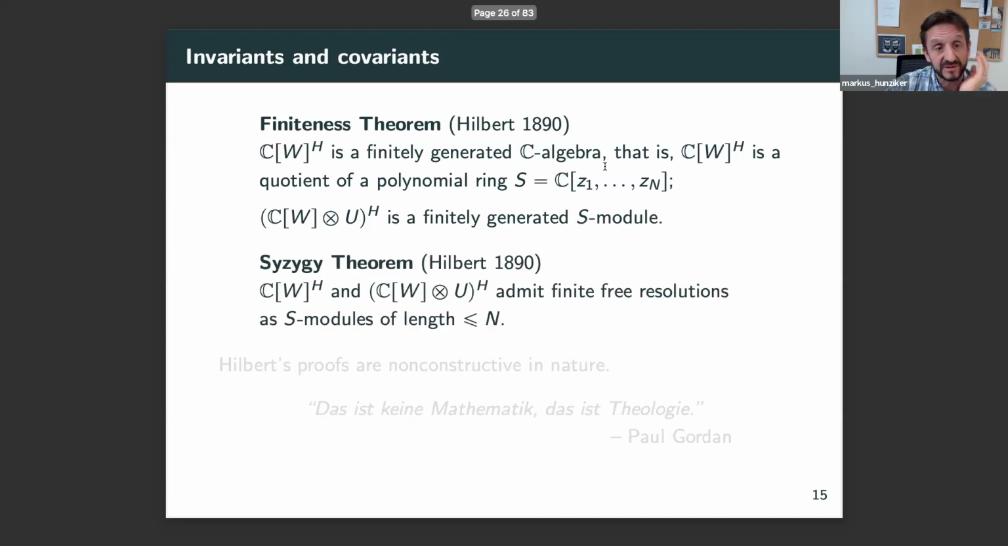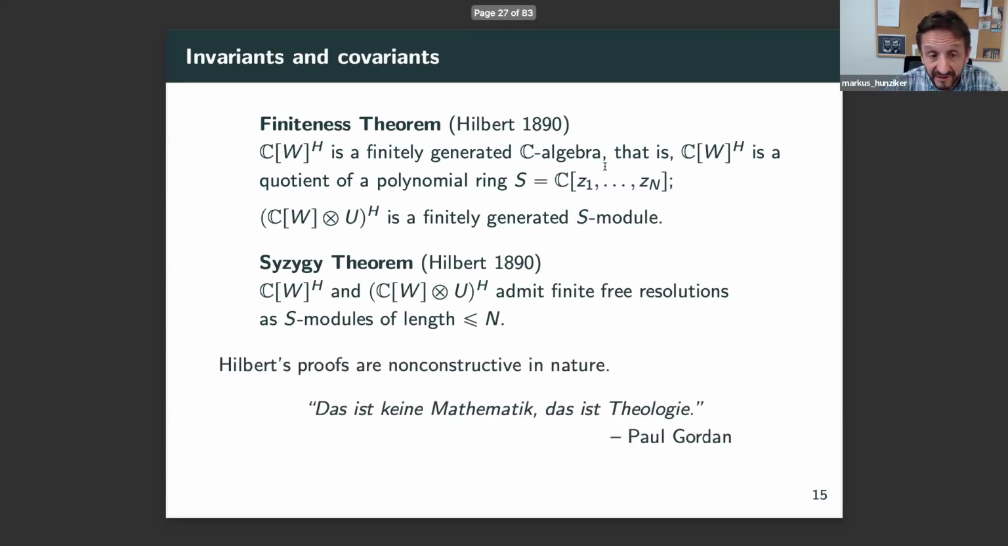He also introduced syzygies. He proved the syzygy theorem, which says that both these kinds of invariant rings admit finite free resolutions. The length of these resolutions is actually bounded by the number of generators of that invariant ring. So this was absolutely revolutionary. Unfortunately, in some sense, it was critiqued by some of the contemporary mathematicians because these things were not constructive. This led the king of the hill at that time of classical invariant theory, Paul Gordan, to exclaim that this is not mathematics, this is theology.